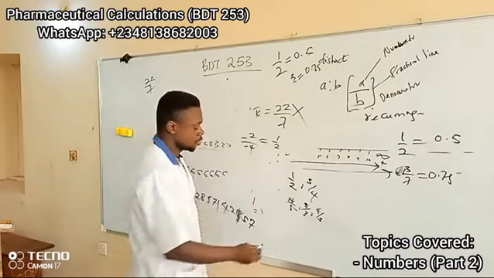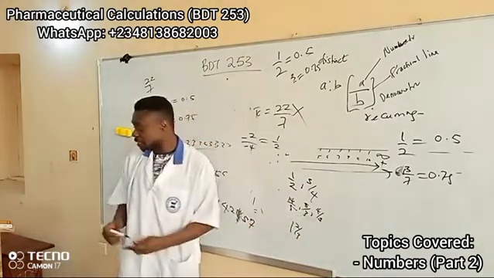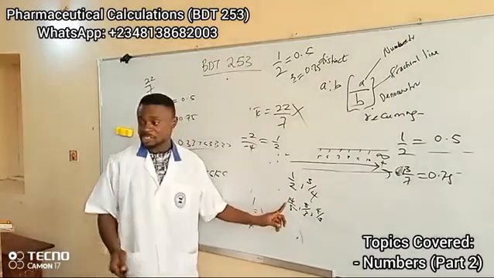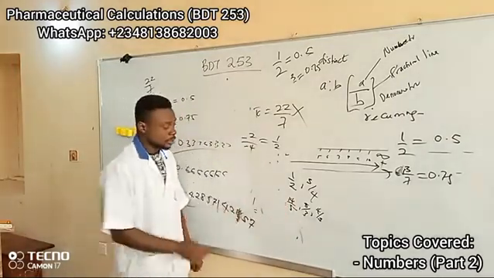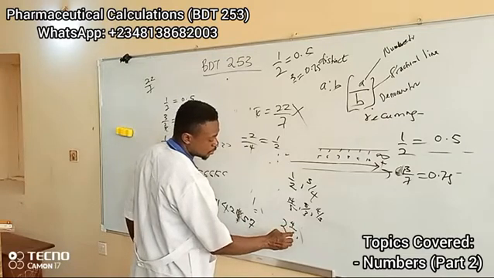Mixed fraction example. 1 whole number, 2 over what? Okay, let's use this one as a mixed fraction. Let's convert this to a mixed fraction. 4 over 5 should give us 4 over what? 5.